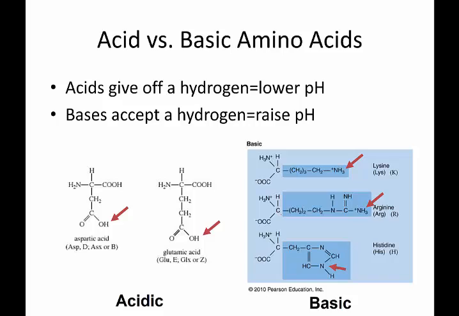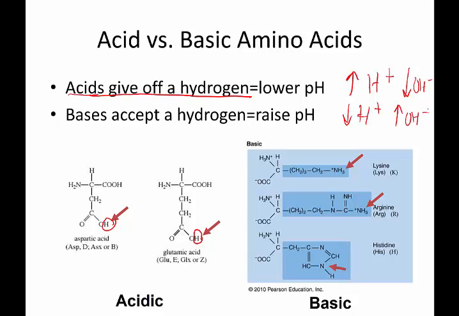So for the electrically charged side chains, I mentioned they can be acidic or basic. Here the definition we're using for acid is it gives off a hydrogen. Looking at aspartic acid, this hydrogen right here is donated to solution. And for glutamic acid, that hydrogen right there is donated. So remember, acidic solutions generally have a high hydrogen ion concentration and a low OH concentration, whereas basic solutions have a low H plus concentration and a high OH concentration.